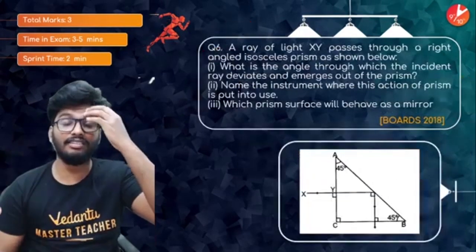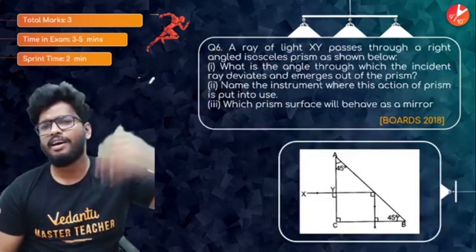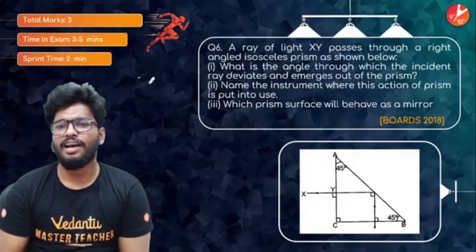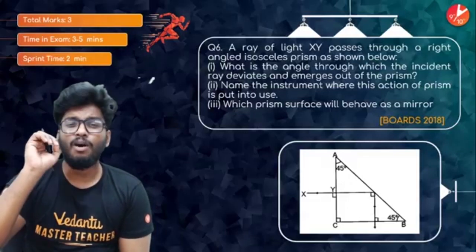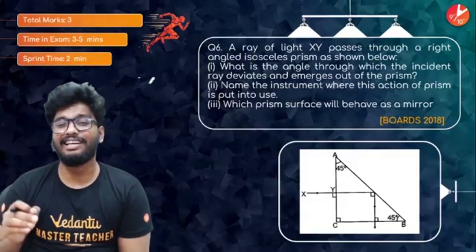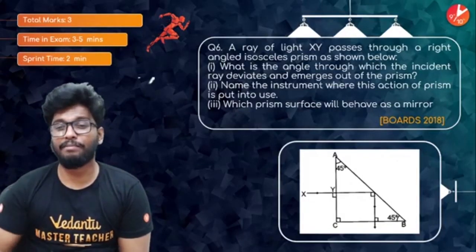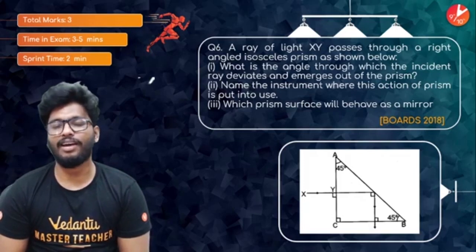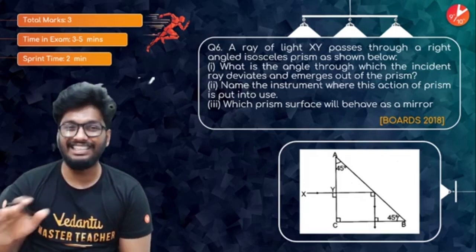This is the sixth question for the day. Let's try to do this as well. A ray of light XY passes through a right angle isosceles prism as shown in the figure. What is the angle through which the incident ray deviates and emerges out of the prism? Name the instrument where the action of prism is put into use. Which prism surface will behave as a mirror? Whoa, it's an easy question.